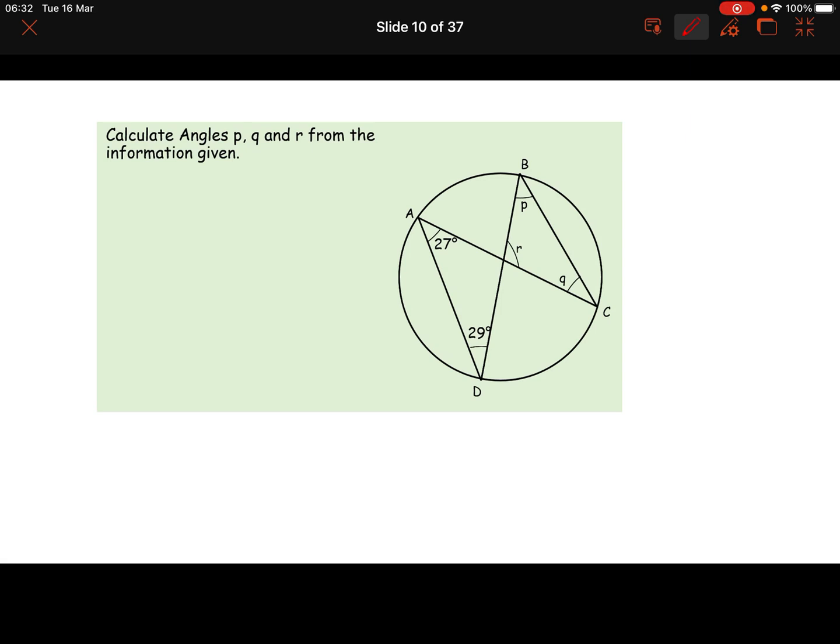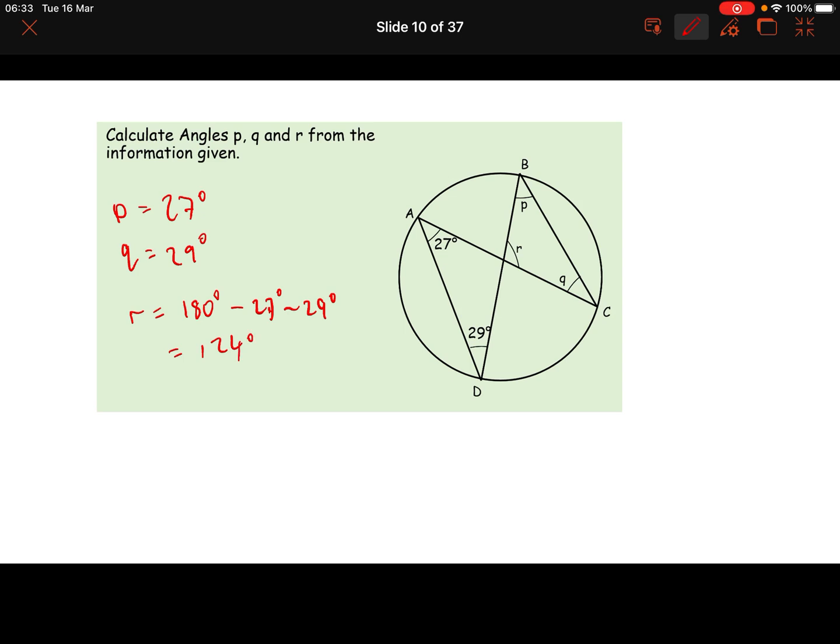We can say that P is equal to 27 degrees because it's equal to the other tip of the bow tie, and Q is equal to 29 degrees for the same reason. And then don't forget that all your other rules of angles still apply. So we can find angle R. Well, that's just angle sum of a triangle. It's going to be 180 degrees minus 27 degrees minus 29 degrees, which is what? 27 plus 29 is 56.